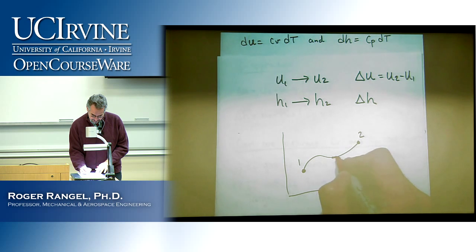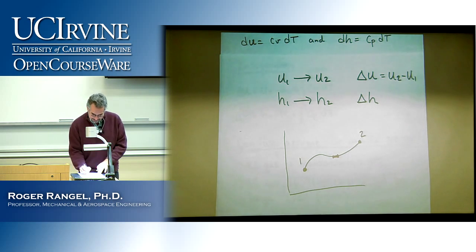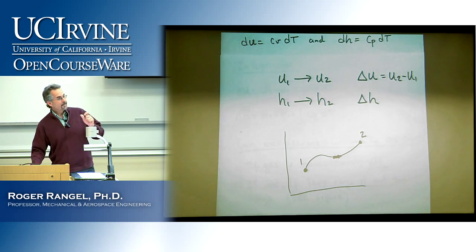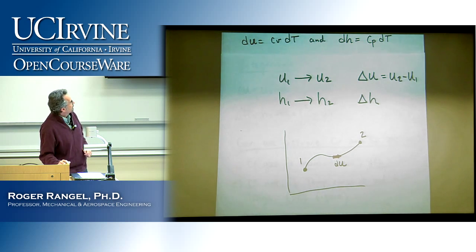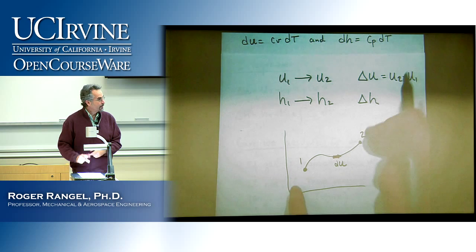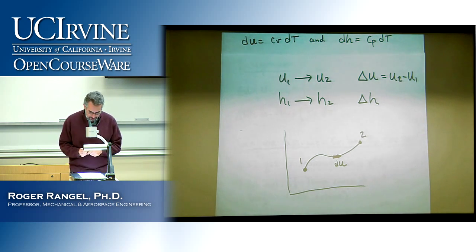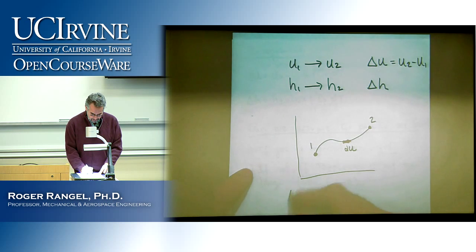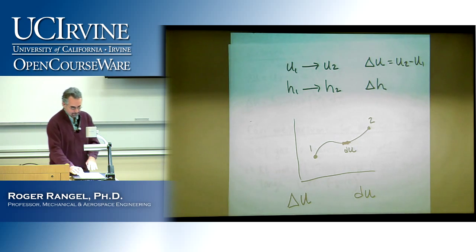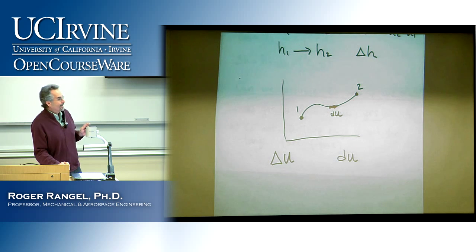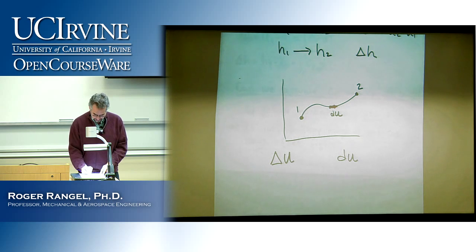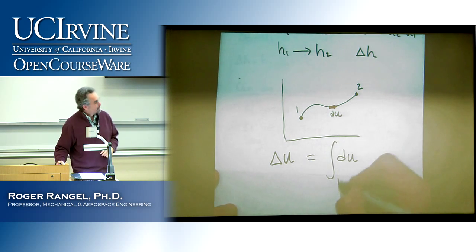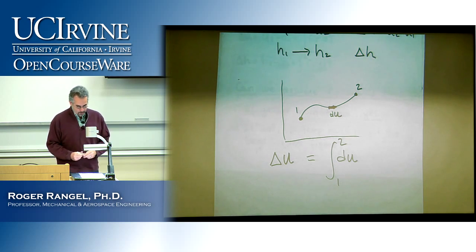So take a little tiny segment. Over that little tiny segment, there is a tiny variation in internal energy, so the internal energy changes an amount du in that little segment, whereas it changes a whole delta u from there to there. That's the difference. So how do I get delta u from du? Add all of the du's together, which means integrate. So that's the connection between a du and a delta u.